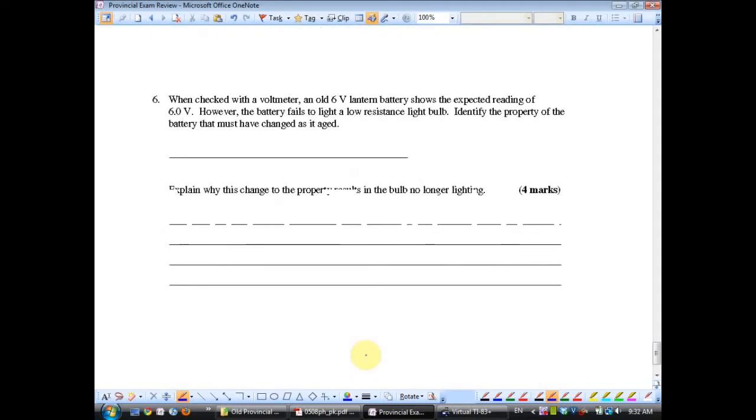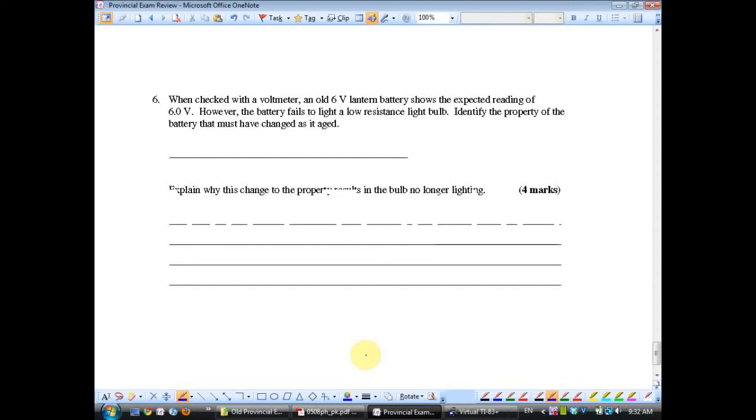And then there's going to be some kind of a using principles of physics to explain. So here's a circuitry question. It says, when checked with a voltmeter, an old 6-volt lantern battery shows the expected reading of 6 volts. However, the battery fails to light a low-resistance light bulb. Identify the property of the battery that must have changed as it aged and explain why this change to the property results in the bulb no longer lighting.